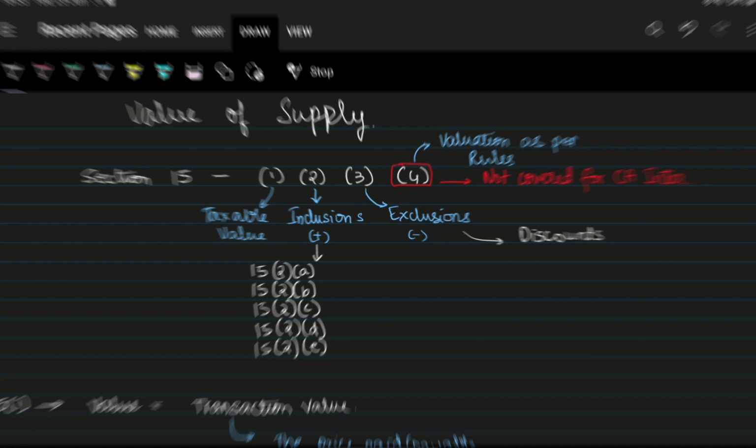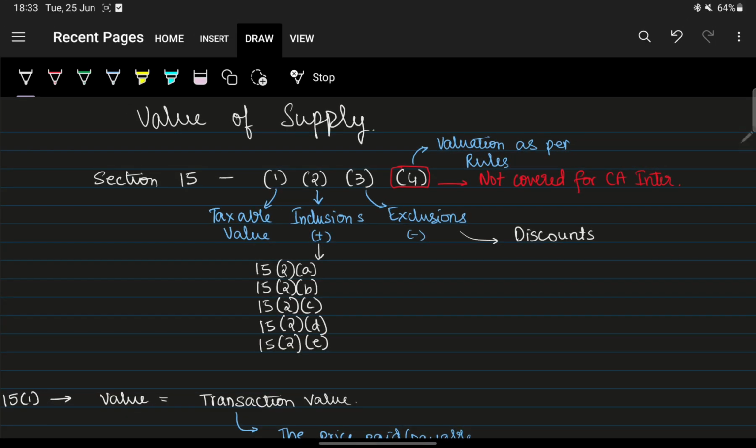Okay. Hello guys, today we'll be starting with value of supply in GST. I think this is chapter number 5. I'm not really sure, but we're going to start with value of supply today. So obviously first I will explain what each and every subsection means, and then we'll dive into the clauses in that.